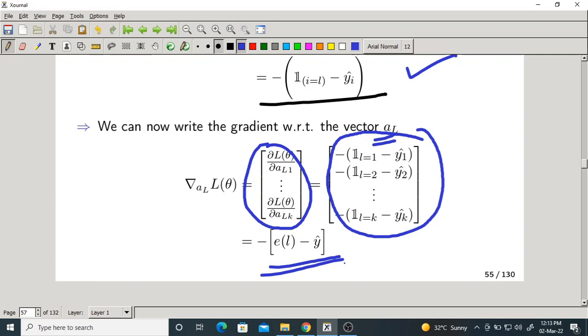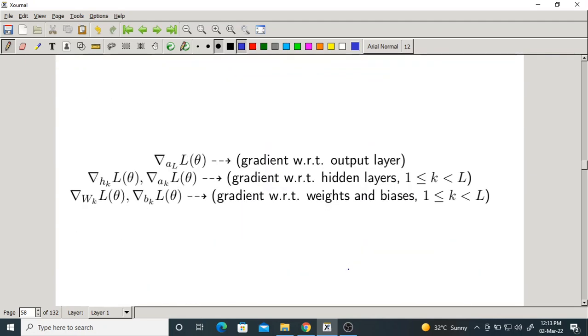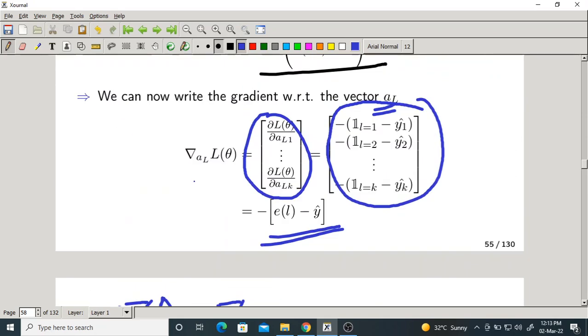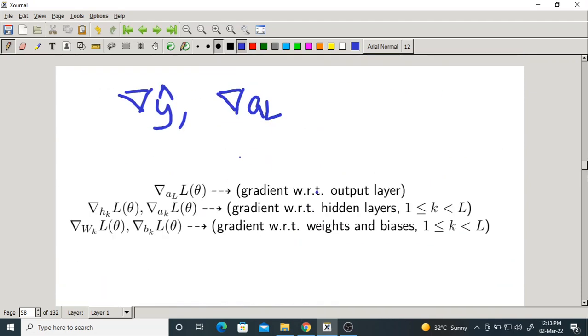Okay, so now, as I told you, we have to find the gradient with respect to the output layer. What we have done, if you remember properly, is first we found the gradient of Y hat and next the gradient of AL. That is for the output layer. So this is the activation, this is the pre-activation.